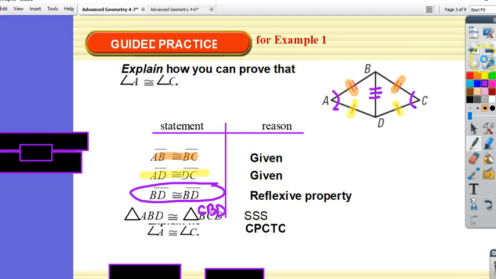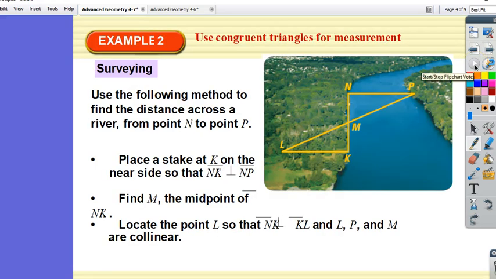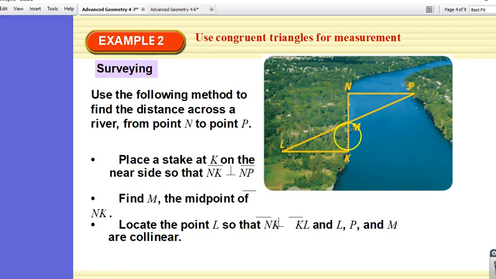Perfect. So it's just kind of taking up one more step than what we had been doing. Use the following method to find the distance across a river from point N to point P. Place a stake at K on the near side so that NK is perpendicular to NP. So NK is perpendicular to NP. They told us that. That was given, right? Find M, the midpoint of NK.